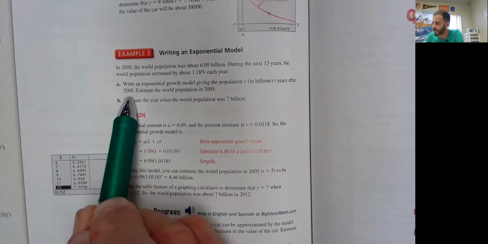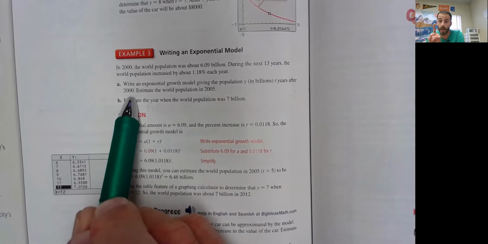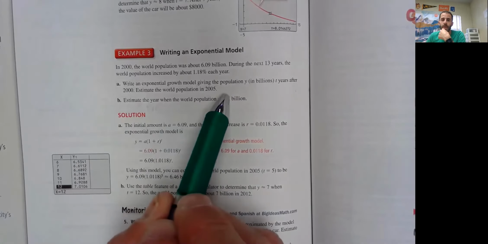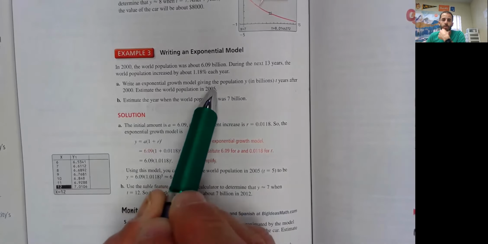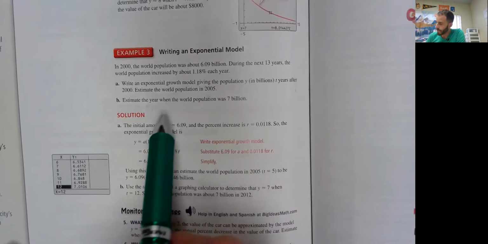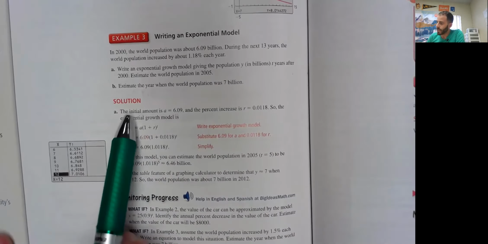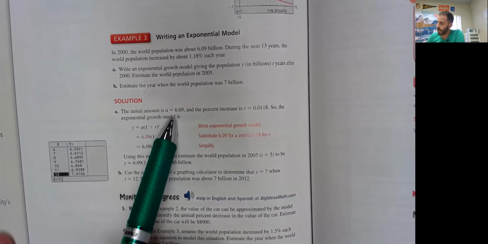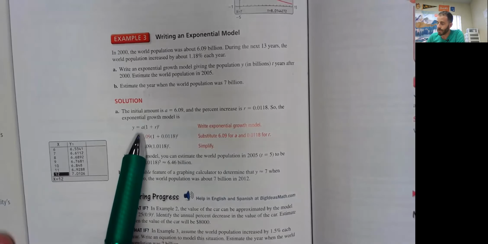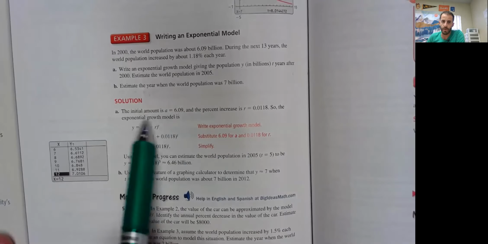after 2000. So after 2000 means that T is equal to 1 means 2001. T is equal to 10 means 2010. And then estimate the world population in 2005. All right, so let's take a look at what they did down here. The initial amount, A, is 6.09. All right, well, that's great. So we plug 6.09 into A for this here.